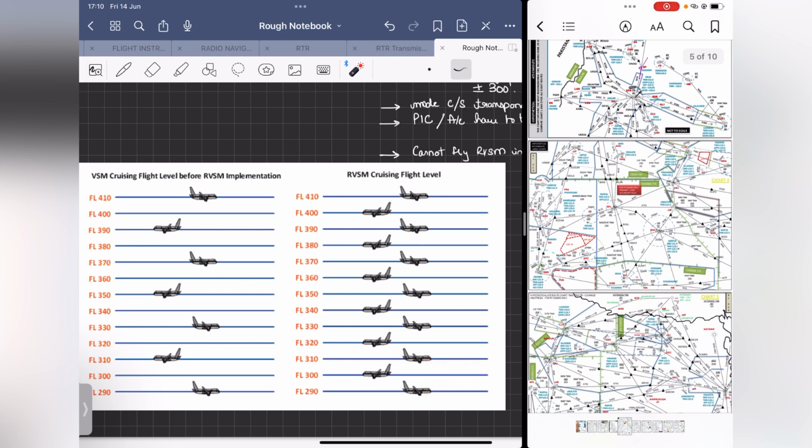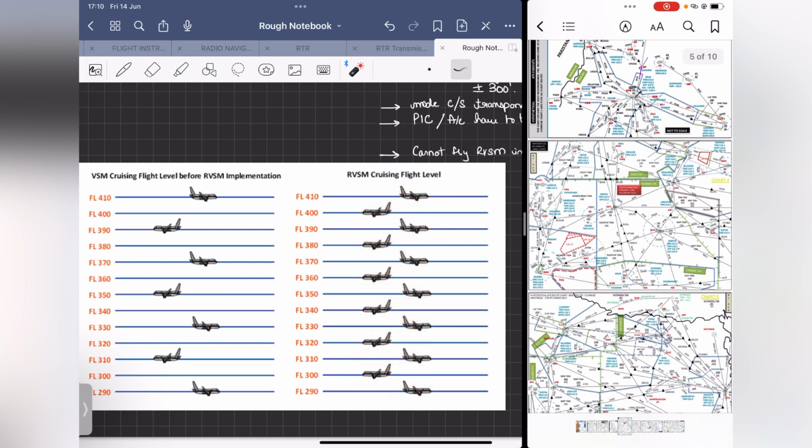Okay, they both go from 290 to 410, but their overall flight levels have increased. Here the available flight levels would have been only 1, 2, 3, 4, 5, 6 and 7. Here it would be 1, 2, 3, 4, 5, 6, 7, 8, 9, 10, 11, 12 and 13.